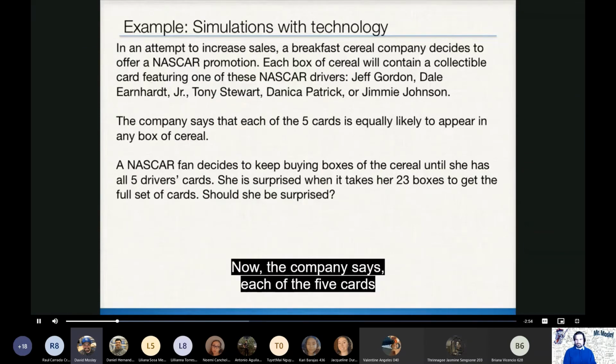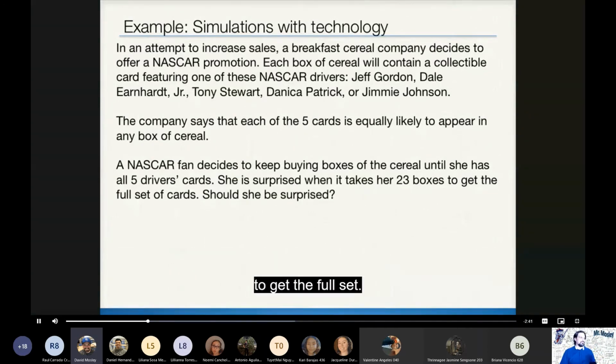Now the company says each of the 5 cards is equally likely to appear in any box of cereal. Now suppose a NASCAR fan decides to keep buying boxes of the cereal until she has all 5 of the driver's cards. She's surprised when it takes her 23 boxes to get the full set. Our question is, should she be surprised?